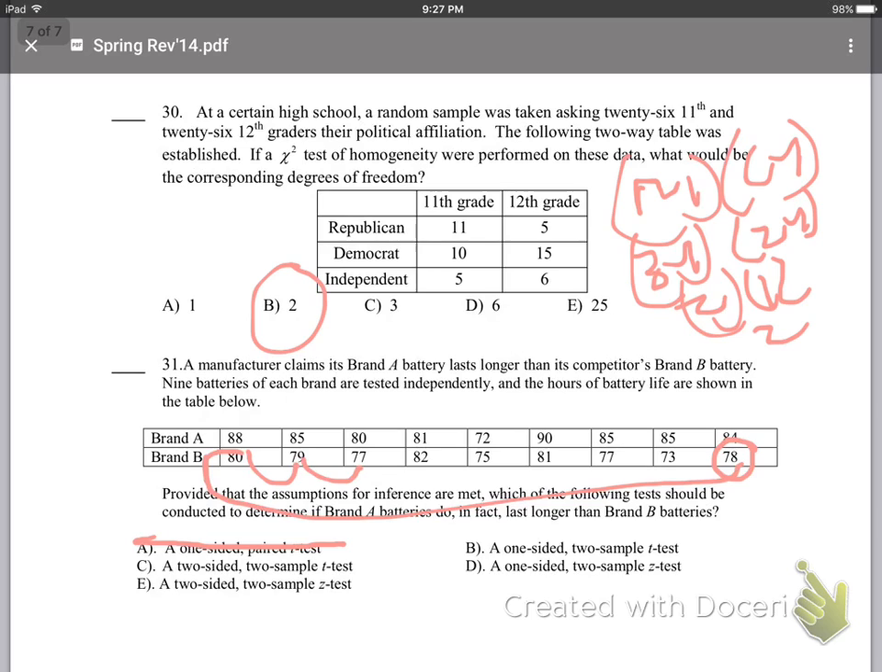All right, now this is a t, so it can't be a z. Is there a z over here? Okay. Now they want to know if it's one-sided or two-sided. They said determine if in fact brand A batteries last longer. So that would be a greater than sign. So that would be a one-sided. So the answer is B. Now it would be a two-sided if they said not equal to.